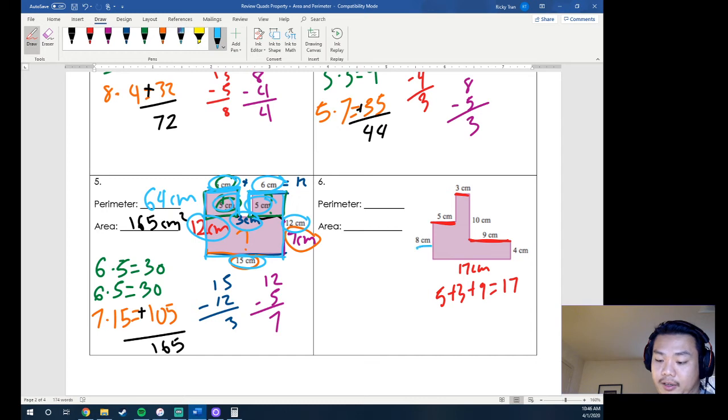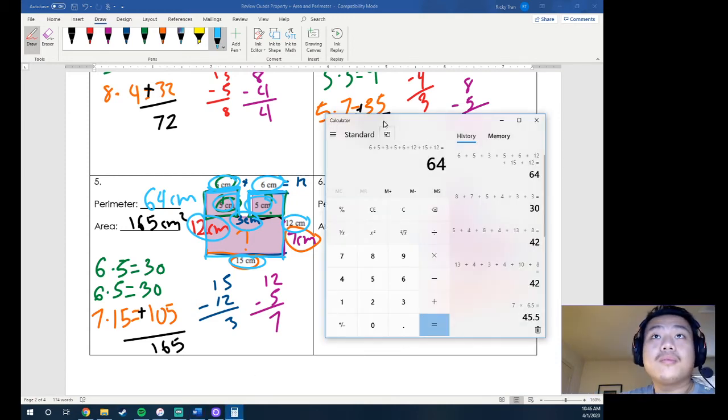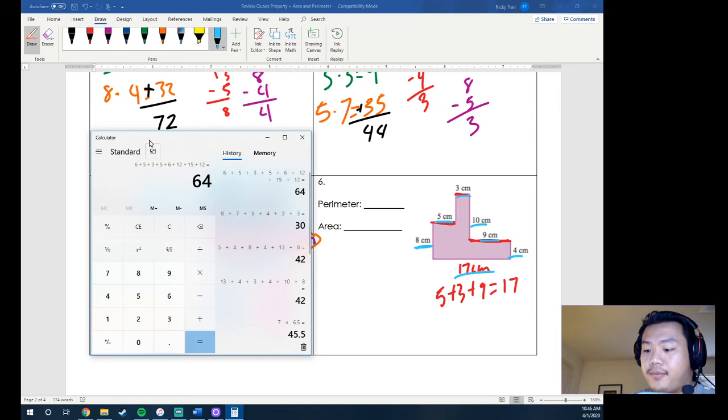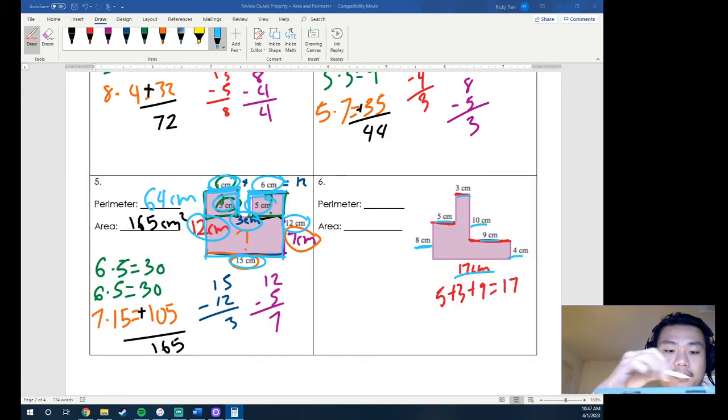So I'm going to start here and then add this and this and this and this and this and this. So 8 plus 5 plus, oh, I missed this. I missed one. Whoops. Hold on. Before we continue, I missed a side. I missed this side right here.